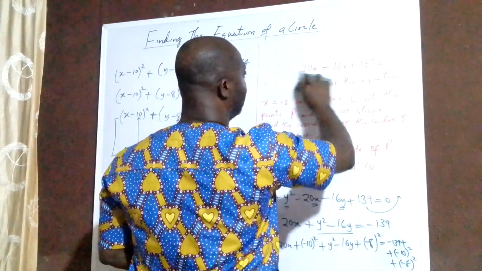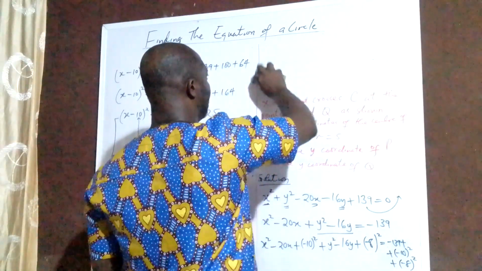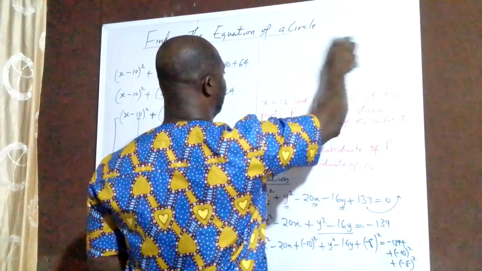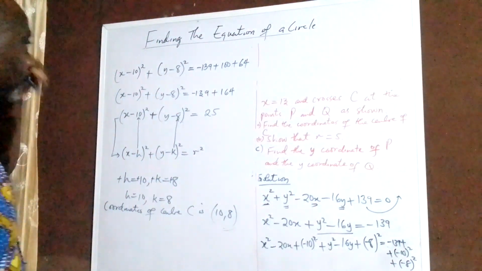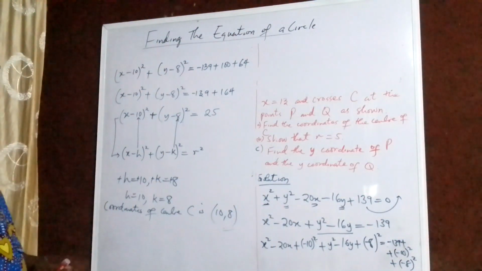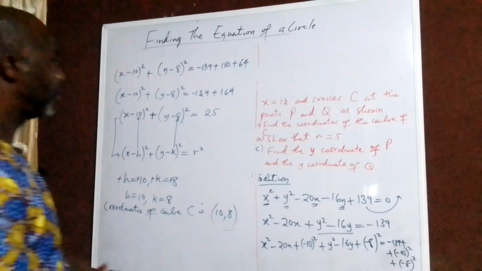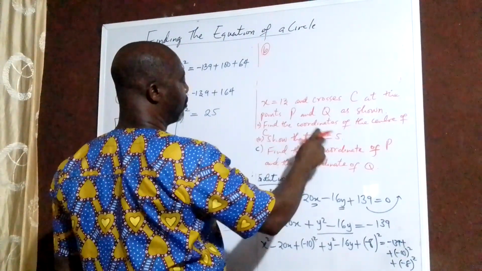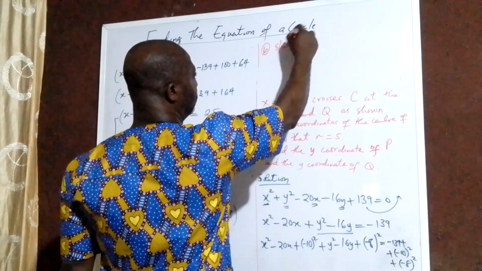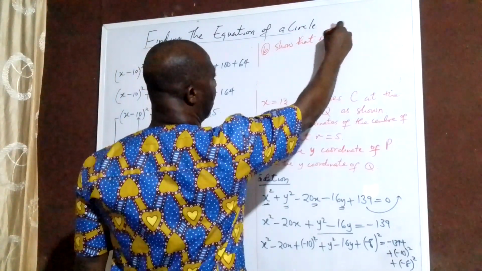What are we asked to find? We're asked to show that r equal to 5. We have to show that r equals 5.